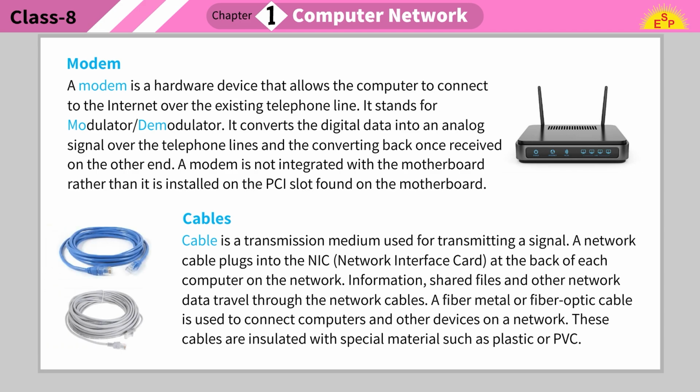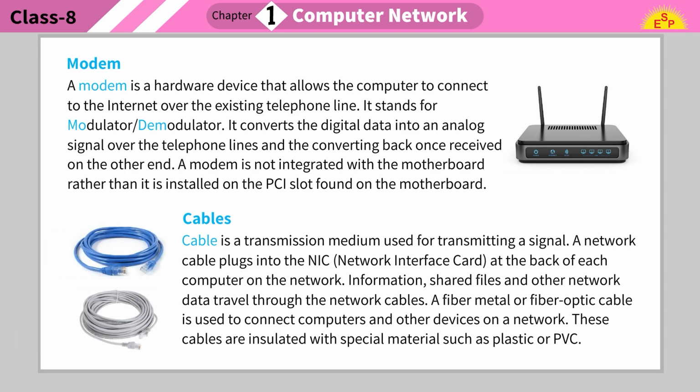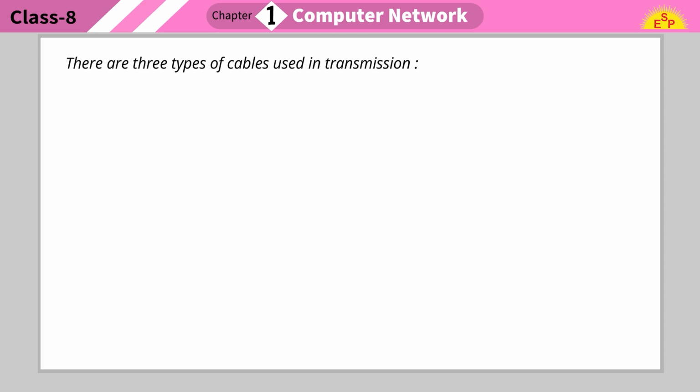Cables. Cable is a transmission medium used for transmitting a signal. A network cable plugs into the NIC, network interface card, at the back of each computer on the network. Information, shared files and other network data travel through the network cables. A metal or fiber optic cable is used to connect computers and other devices on a network. These cables are insulated with special materials such as plastic or PVC. There are three types of cables used in transmission: twisted pair cable, coaxial cable, fiber optic cable.